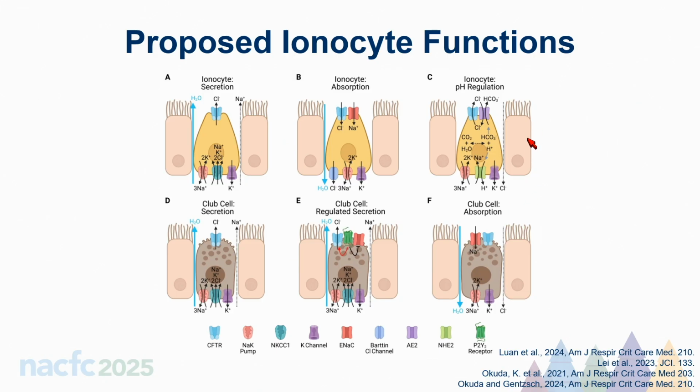Whereas in our hands, we see that ionocytes only regulate ASL pH, and they're not involved in ASL volume regulation. What is involved in ASL volume regulation is the secretory cells, club cells, as also shown by Dr. Ikuda and their lab. So all of this contradiction points to the direction that we need to do more studies to understand what their true CF pathobiology contribution is.